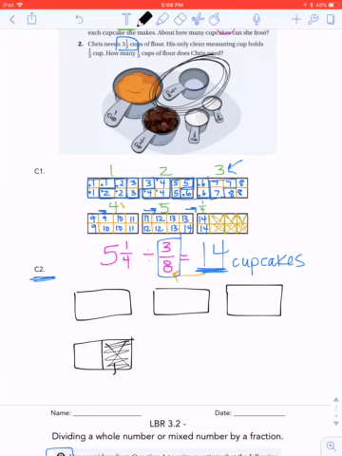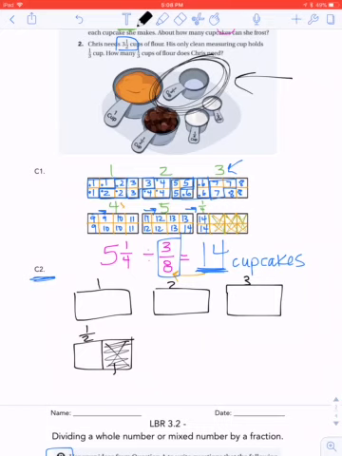So I need to figure out how many 1/3 cups Chris needs. If he has 3.5 cups, that's what his recipe is calling for, 3.5 cups of flour. And he's only got the 1/3 cup. How many times does he have to fill it? Or how many times can we get that 1/3 cup into 3.5?